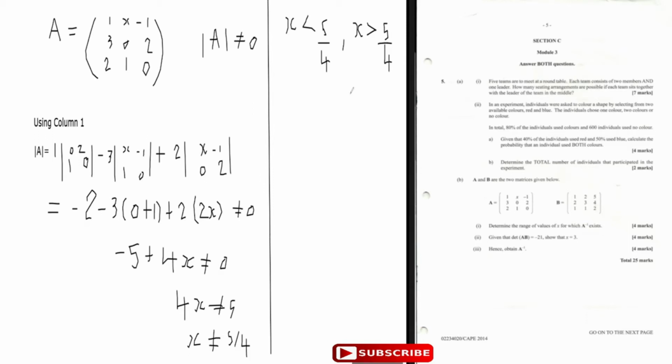Now it says, given that the determinant of AB is negative 21, show that x is 3. So find the determinant of AB, and it's negative 21. All right, given that the determinant of AB is negative 21, I was trying to think of a shorter way to do it, but I'm just going to find the product of A times B.